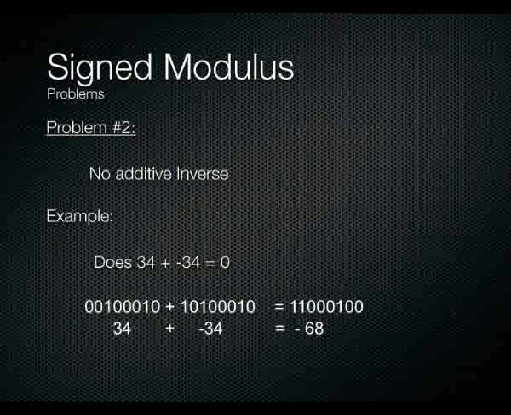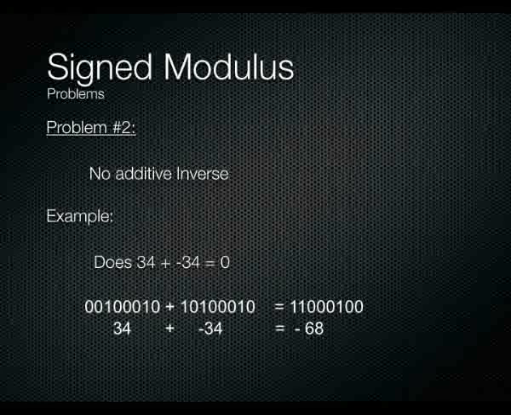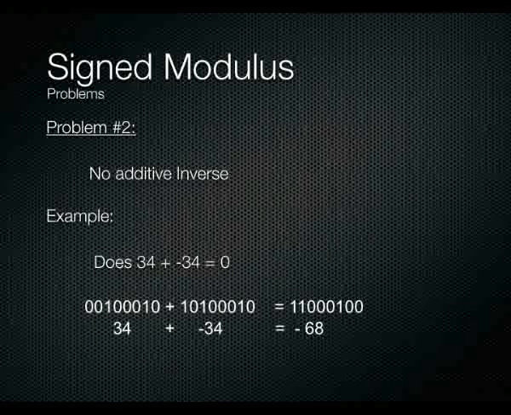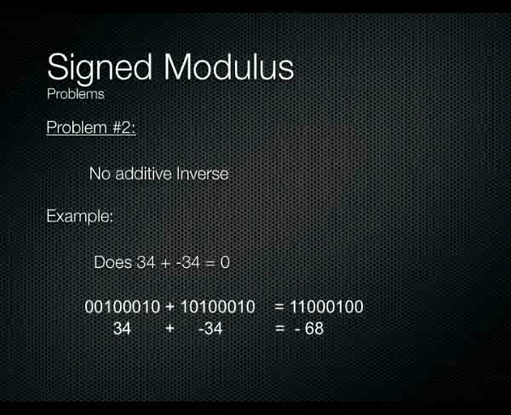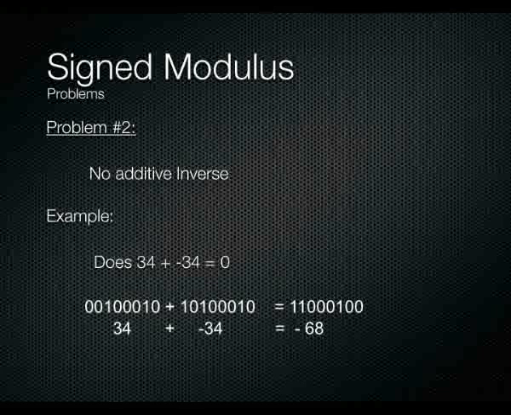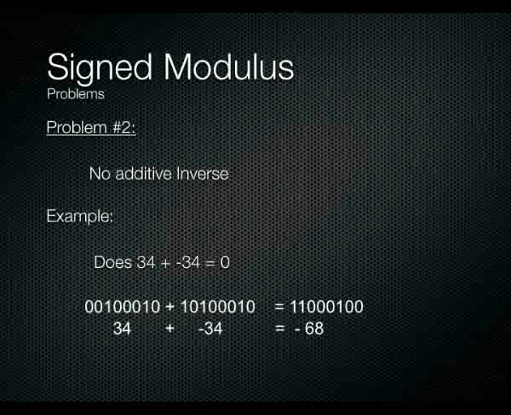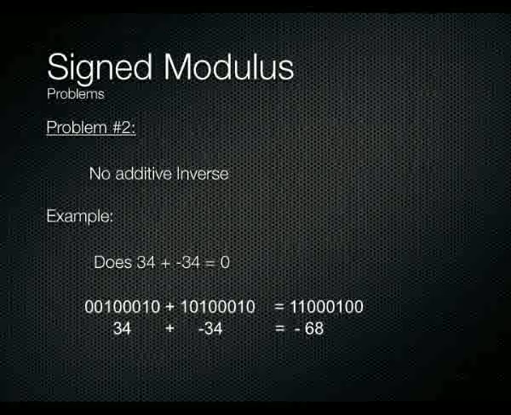The second problem is that there's no additive inverse. We can't simply use signed modulus to make a negative number, then add the two together and get 0. It doesn't work that way. If we take 34 and we add negative 34 to it, you'd expect to get 0. However, you in fact get negative 68. Effectively you've just added the two numbers together and then transferred the sign bit, so it's not really a true additive inverse. In order for this to work properly, you'd have to have a considerable amount of additional logic to ensure that this didn't happen. So with signed modulus, there is no easy additive inverse.